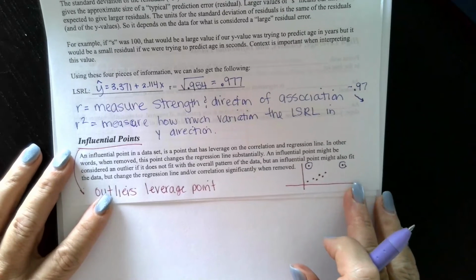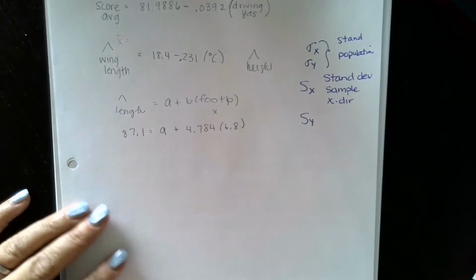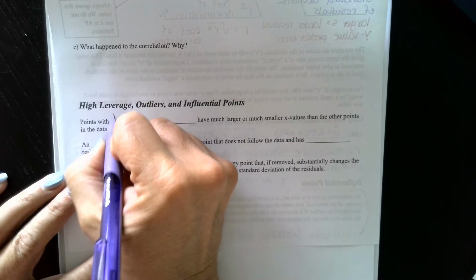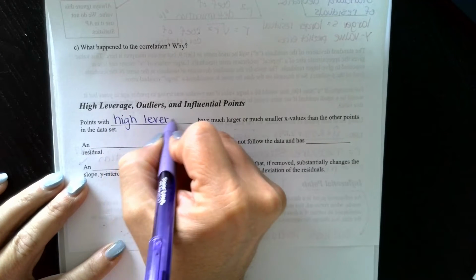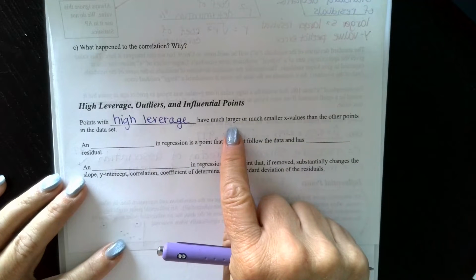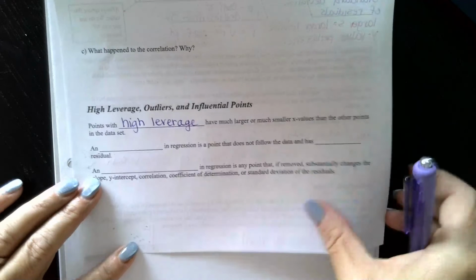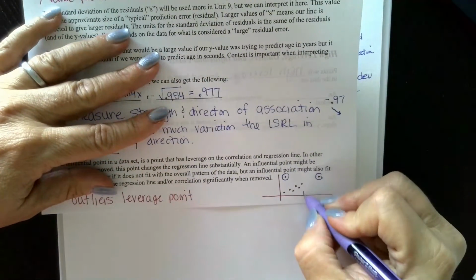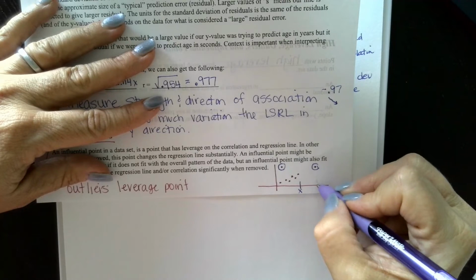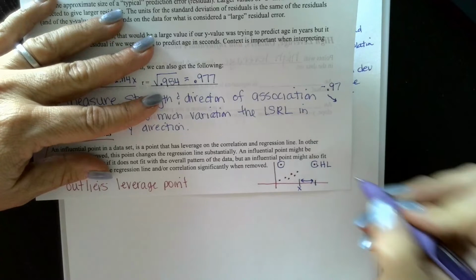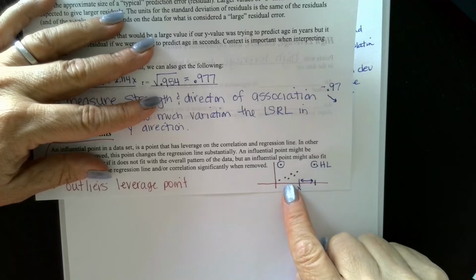So how do I know what is what? I think I have some definitions over on the other side, so let's pop over to do some definitions really quick. Points with high leverage have a much larger or much smaller x value than the other points in the data set. If we go back and look at this little graph, here's where my x values end, but I have this one point hanging out here. I have a gap, so this would be a high leverage point. It's way out there compared to where the majority of my data is.